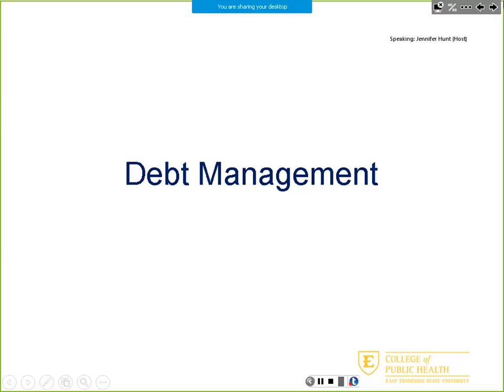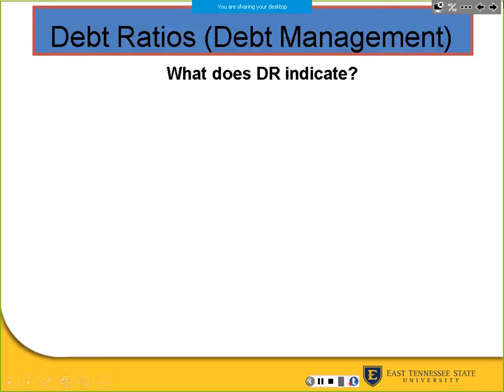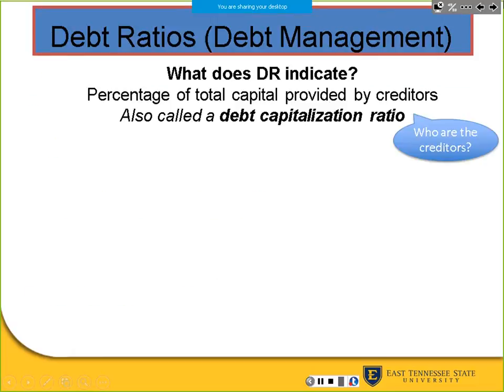So debt management, let's get a good little breakup for us. Debt management will be the next one out of the four that we look at. So are we using the right mix of debt versus equity, and how are we managing our existing debt out there? So the debt ratio in terms of debt management, you're also going to hear this referred to as the debt capitalization ratio. And this is the total amount of capital that's provided by our creditors, which, remind me, who our creditors are? People who give us our loans, right? People who give us credit, our vendors, maybe if we're buying supplies.